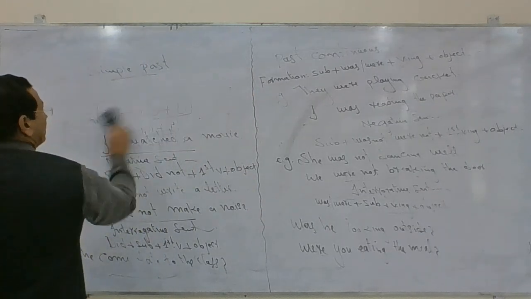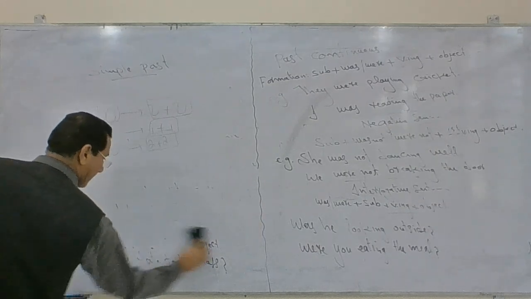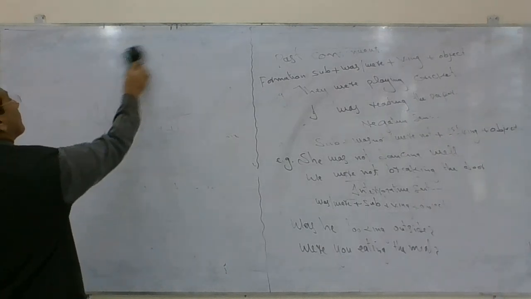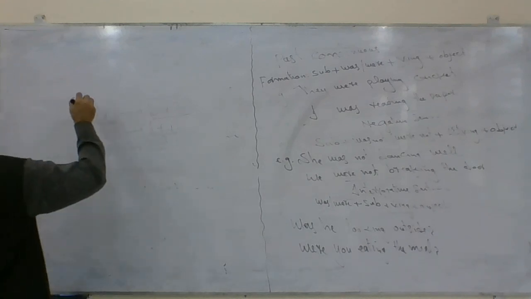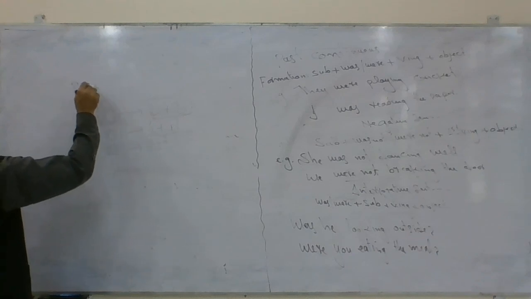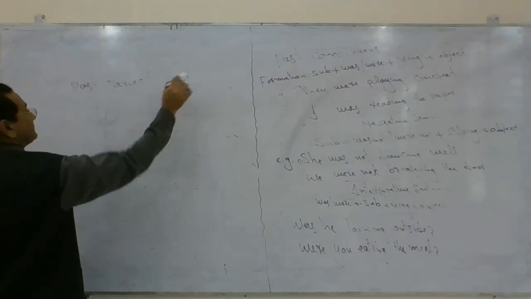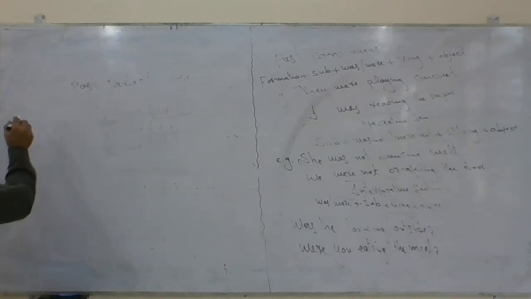Now there is another tense, past perfect. Past perfect tense. For past perfect tense, you will use the third form of the verb after had. That is, there is the helping verb had and then the third form of the verb. So the formation will be like that.